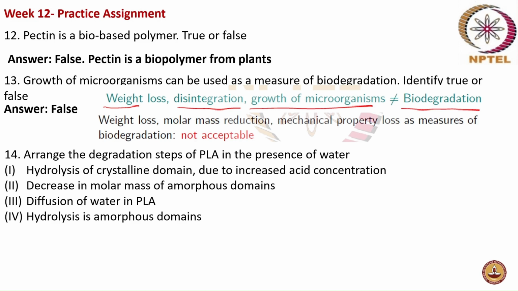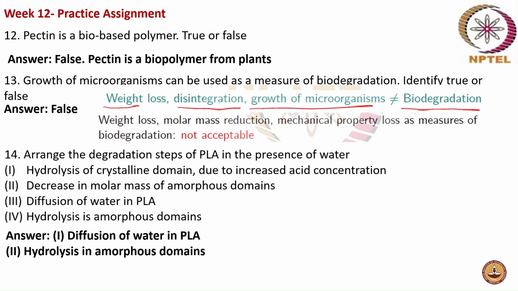So the sequence of steps are as follows. First of all, water is there, polylactic acid is there. But this water has to diffuse into polylactic acid for the degradation process to start off. And then once it starts diffusing, there is a hydrolysis in the amorphous domains. Because you have polylactic acid, the polylactate ester bonds start getting hydrolyzed to acid and alcohol. So, hydrolysis of amorphous domains.